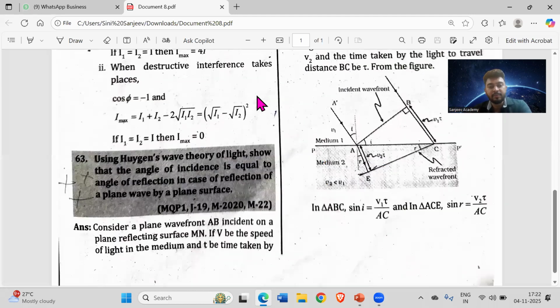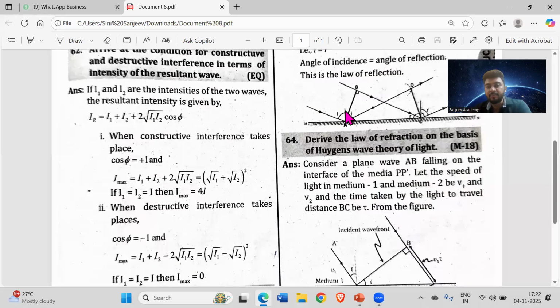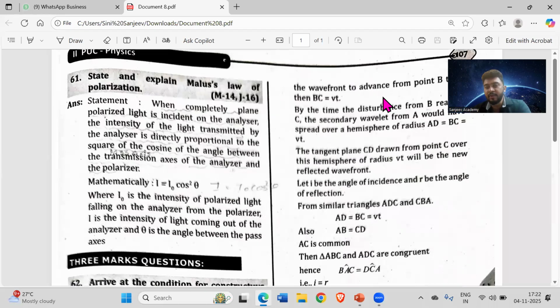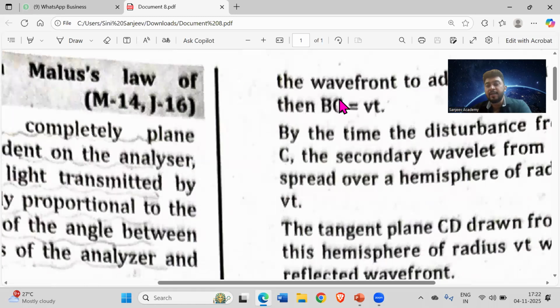Then coming to this, consider a plane wavefront AB incident on a plane reflecting surface MN. So AB is coming here, and it's getting reflected. That is the first thing we have to know. And already we know the distance formula.